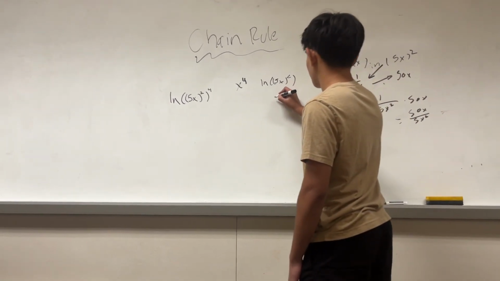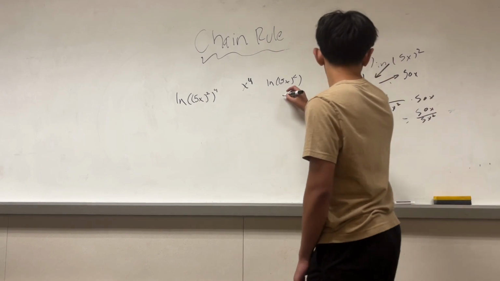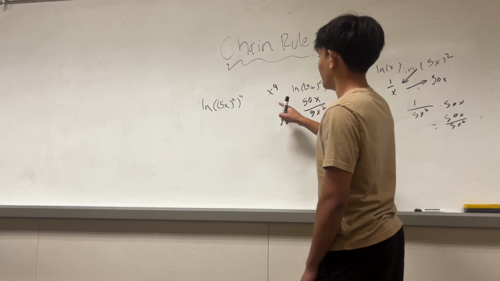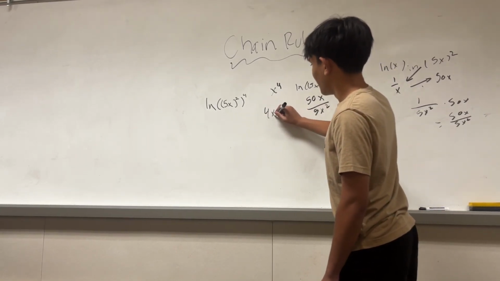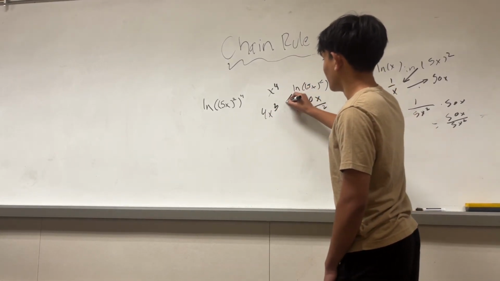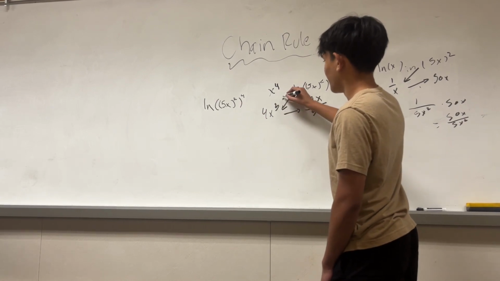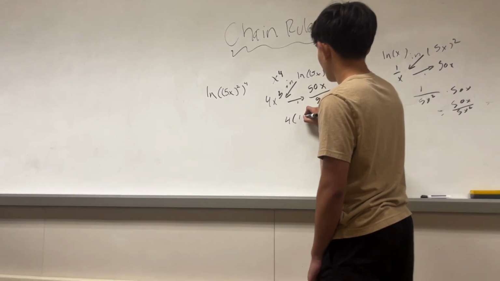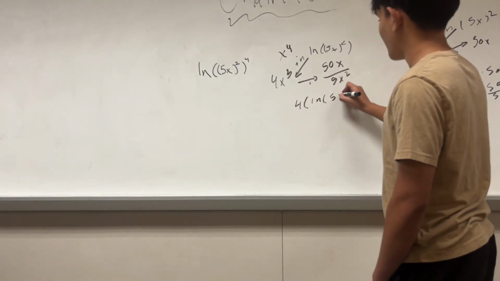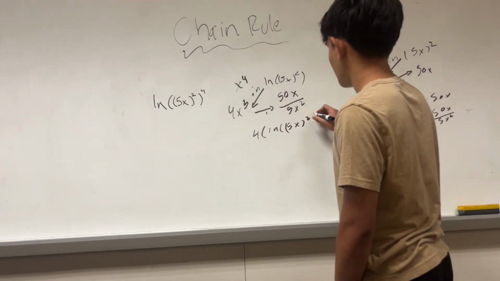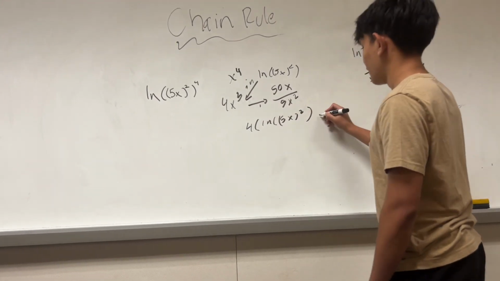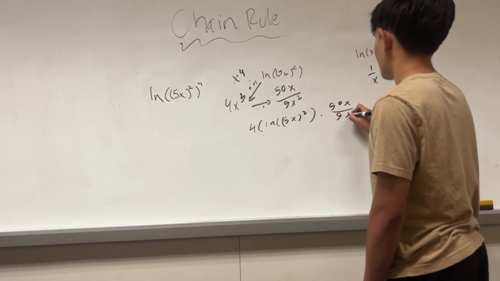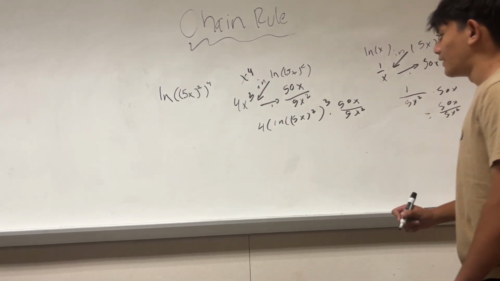So this would become 10x over 5x squared, and the derivative of x to the 4 is just 4x cubed. Then you would do in and multiply again. So it would become 4 times ln of 5x squared, cubed, times 10x over 5x squared. Oh, wait, this should be cubed.